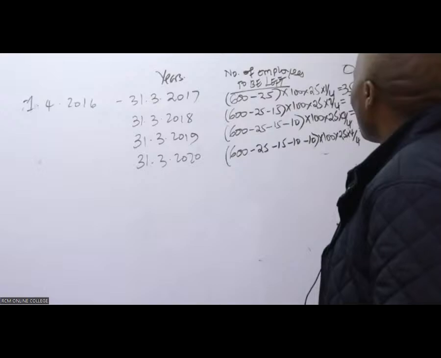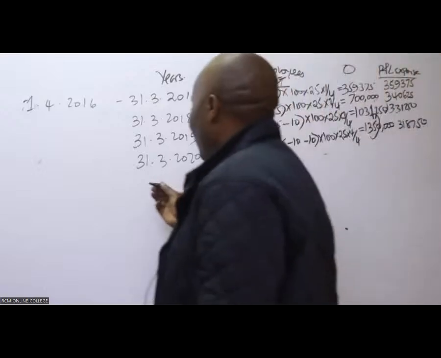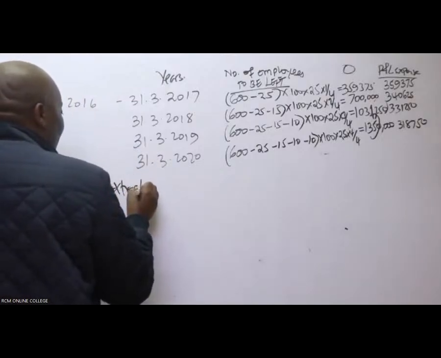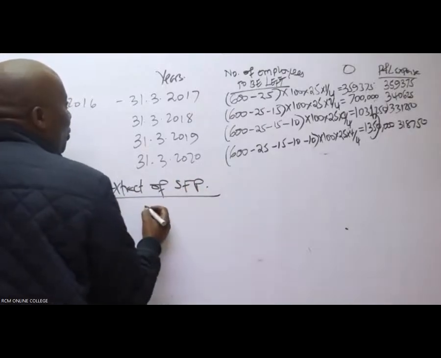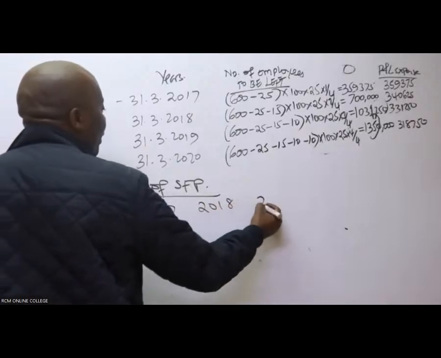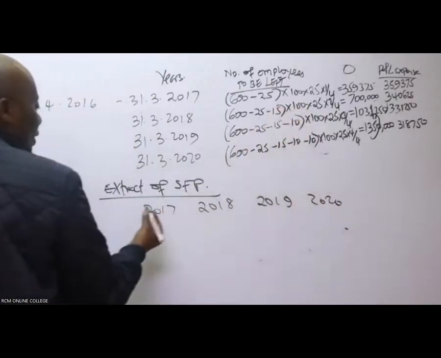statement of financial position, P and L. So these are basically the extracts. I can even come and write for them if I have time, although I don't like writing like that. Extract of what year statement of financial position. So we have the year 2017, we have 2018, 2019, 2020. So simply copy the figures the way they are given there.